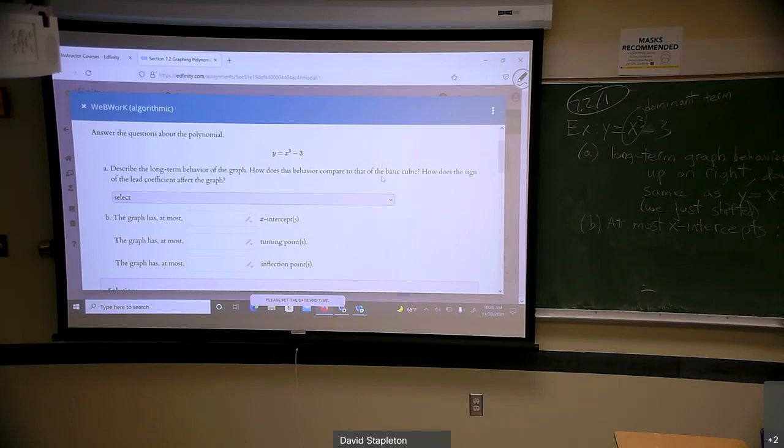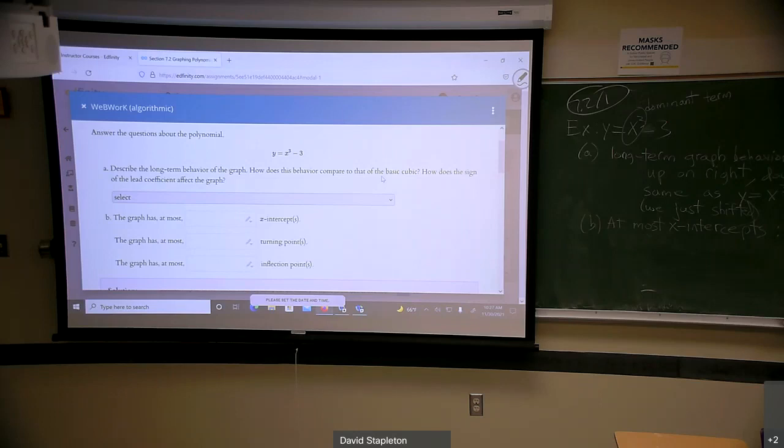It might not have 3. It might be one of these that doesn't have 2 turning points but has 0. Or if it has 2 turning points, they might be up here and only intersect the x-axis 1 time. But it has to have at least 1 because it goes up and down forever. It can either have 1, 2, or 3. It can go like that, or it could go like this. But it always has 1, 2, or 3 x-intercepts. The most x-intercepts is the same as the degree of the polynomial.